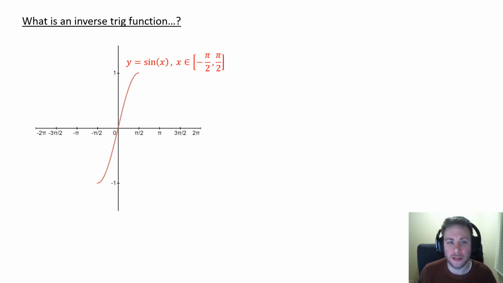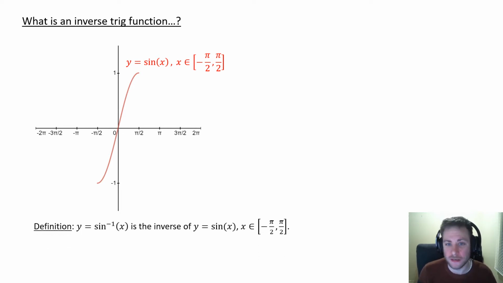If we only allow for x values which are between minus pi over 2 and pi over 2, then the curve we have here does pass the horizontal line test, and so with that restriction, we can define the inverse sine function.